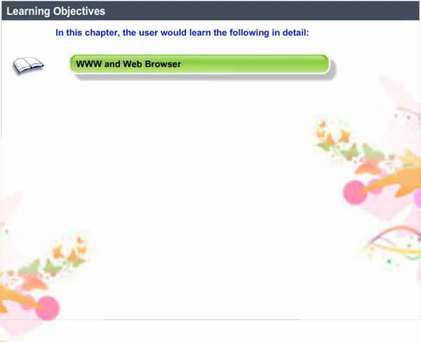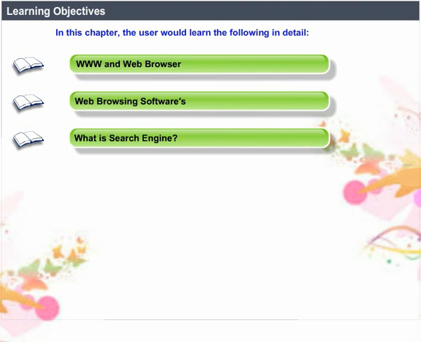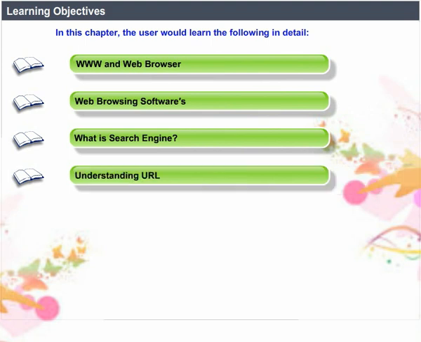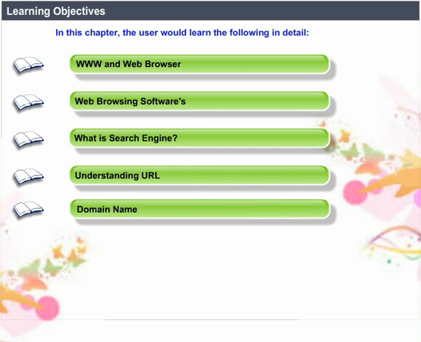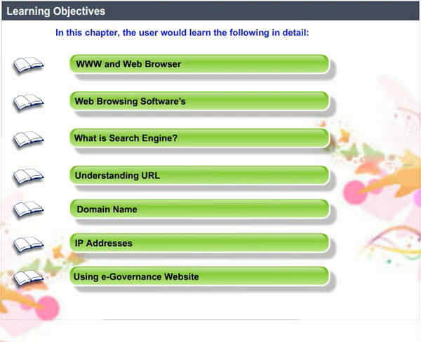Learning objectives. In this chapter, the user would learn the following in detail. World Wide Web, www, and web browser. Web browsing softwares. What is search engine? Understanding URL. Domain name. IP addresses. Using e-governance websites.